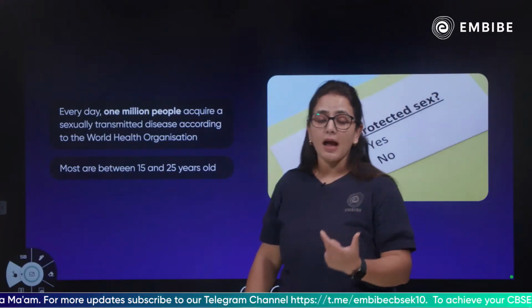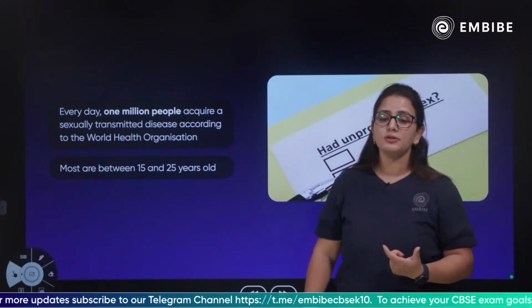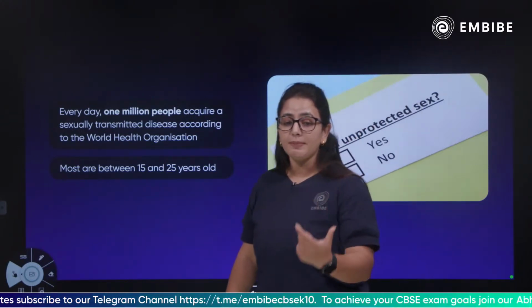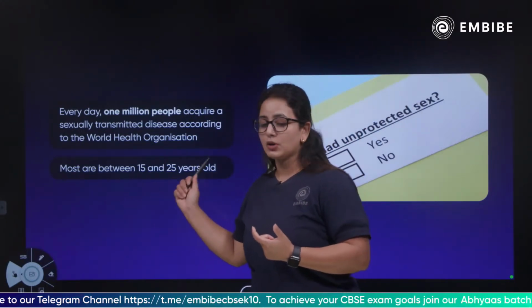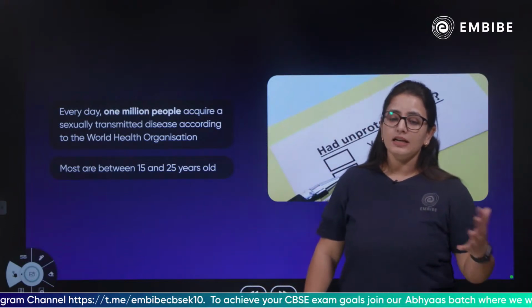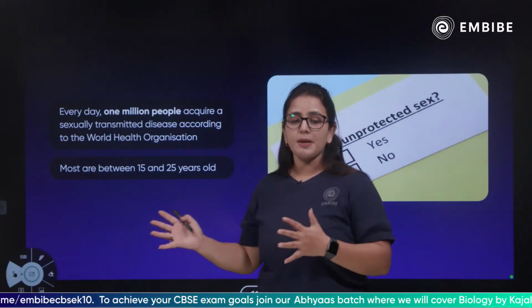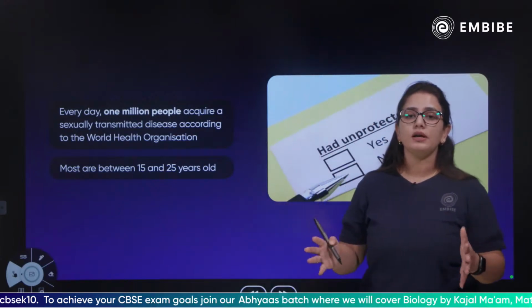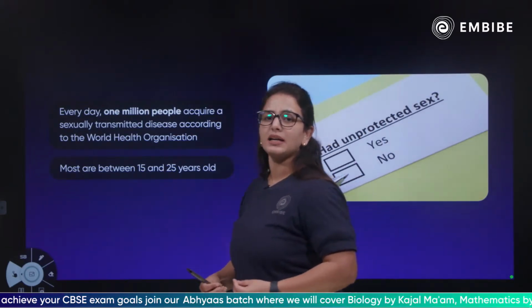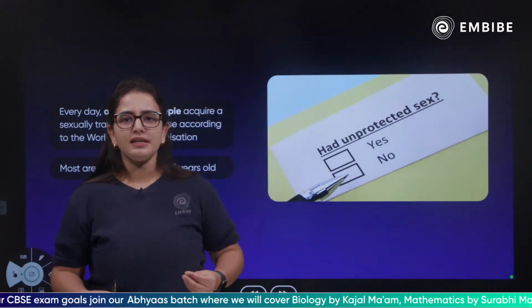The people who acquire sexually transmitted diseases are mainly in the age group of 15 to 25. Fifteen is the teenage years, and 25 is typical adulthood. People from 15 to 25 years old acquire sexually transmitted diseases.